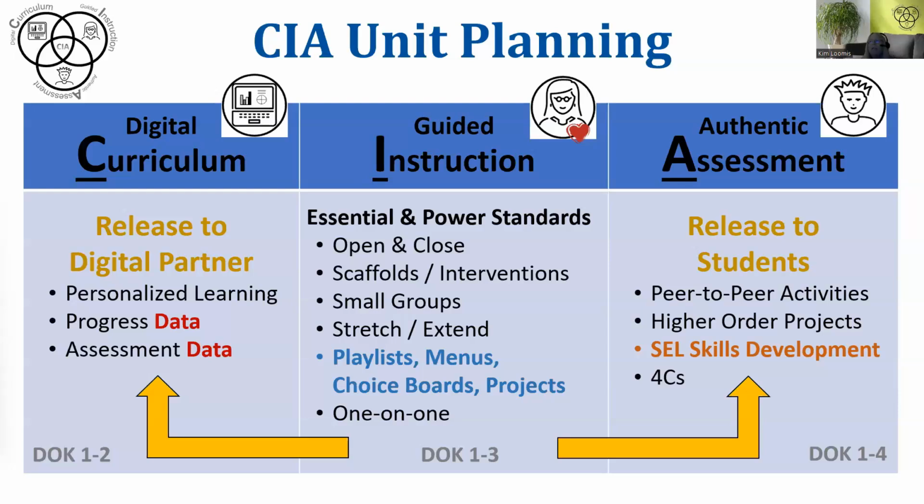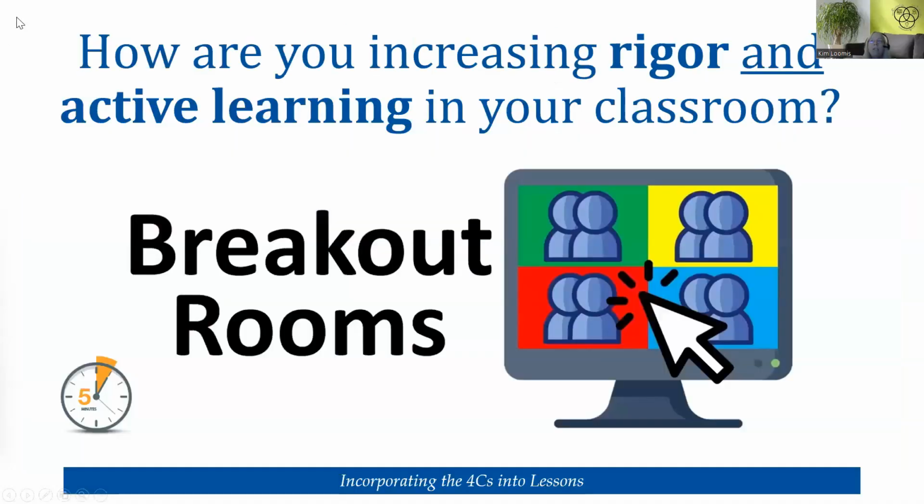We want to take those kids to those peer-to-peer activities where they can bounce ideas around, brainstorm with each other so that we can get them to higher order projects. So when you're thinking about your unit of study and how you're going to do this, how you're going to increase the rigor and increase the active learning in your classroom, I'm going to give you guys some time to talk to your friends about that. And so again, I want you to talk about how you currently, or how you might, because again, we're going to start thinking about planning a unit of study, increase the rigor and the activity of learning in your classroom.